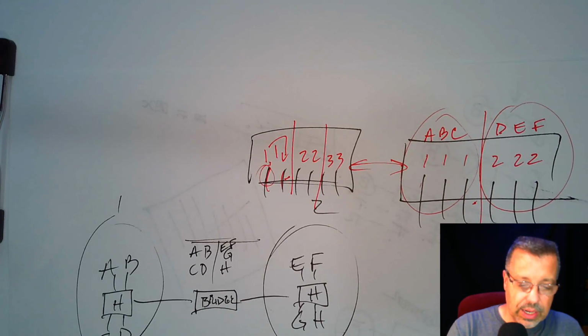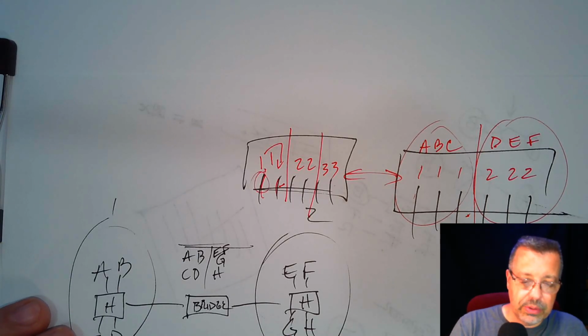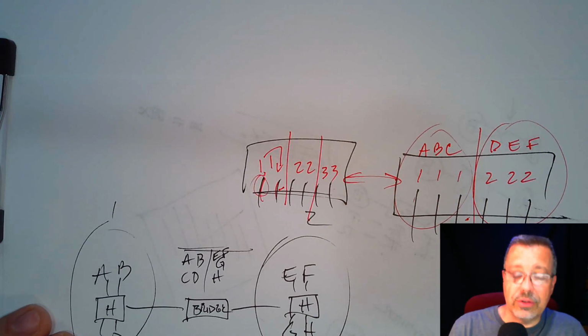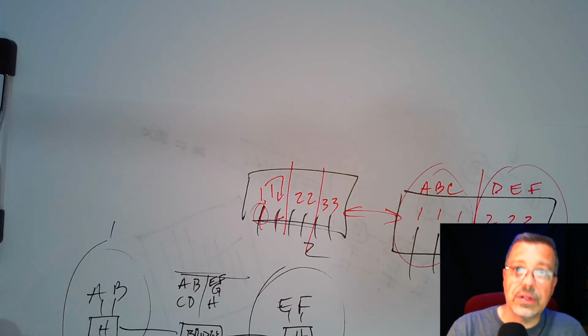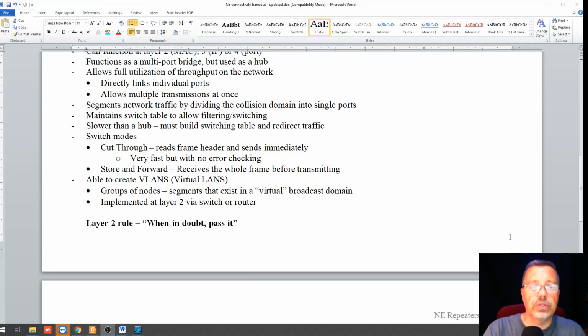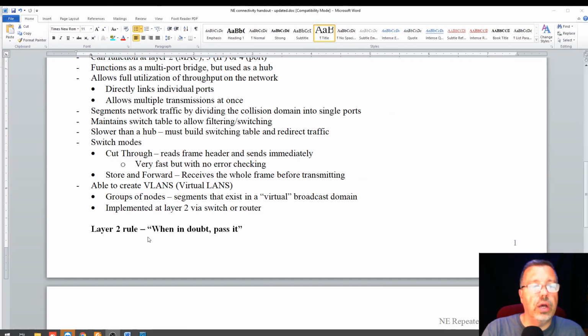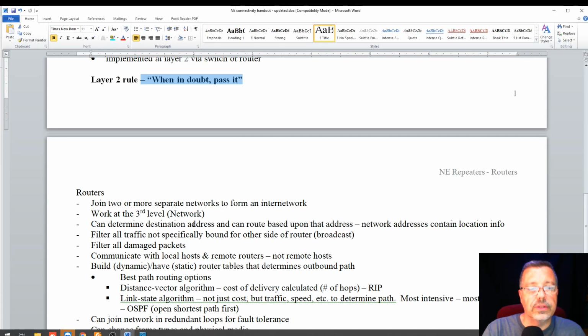Cheaper switches are not going to have VLAN control. That $78 one probably had VLANs on it, but it would have to be semi-managed to be able to do that. My little $20 gigabit switch does not have VLANs, but I don't need VLANs. It's a 5-port gigabit switch. Okay, so the rule was when in doubt, pass it.